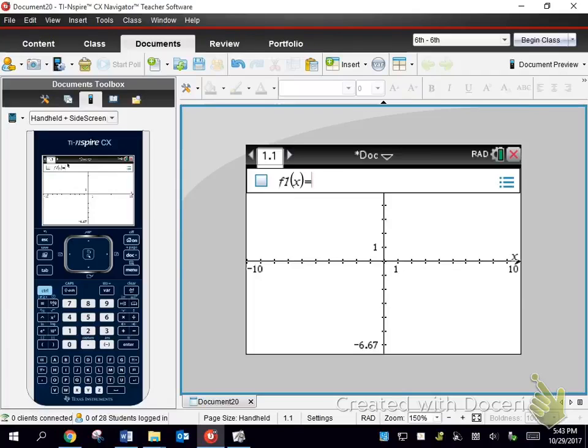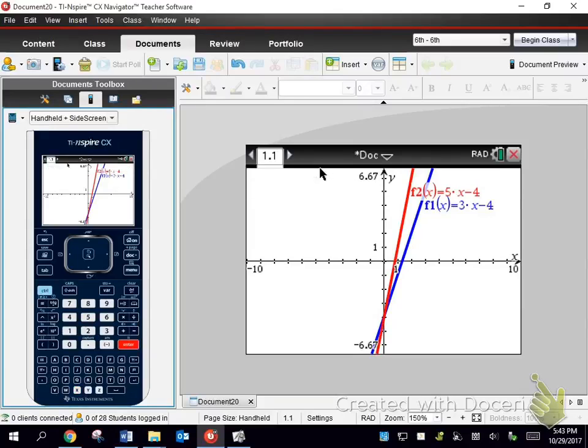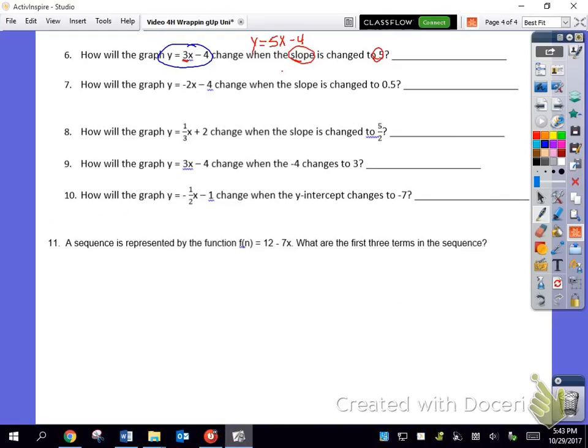So you've got 3x minus 4, and that will come up in blue. And then you're going to do the second one, 5x minus 4. Enter. Now, how will it change? They still, menu 5-1, they still touch at the same place on the y-intercept. But the red one is steeper, okay? So how will it change? The red one, the new line, because the red one, that's the new one. The new line is steeper. So it will become steeper, closer to the y-axis.